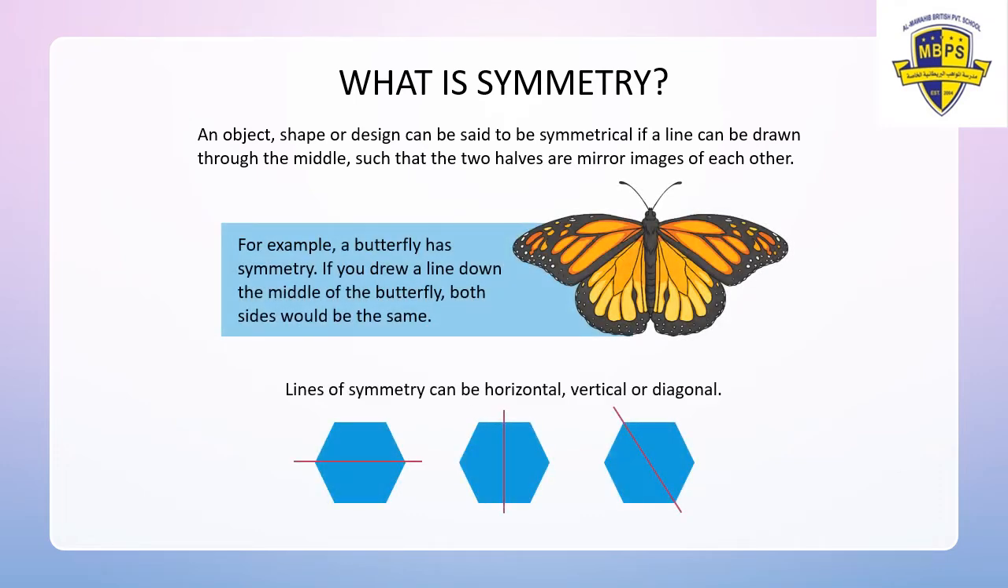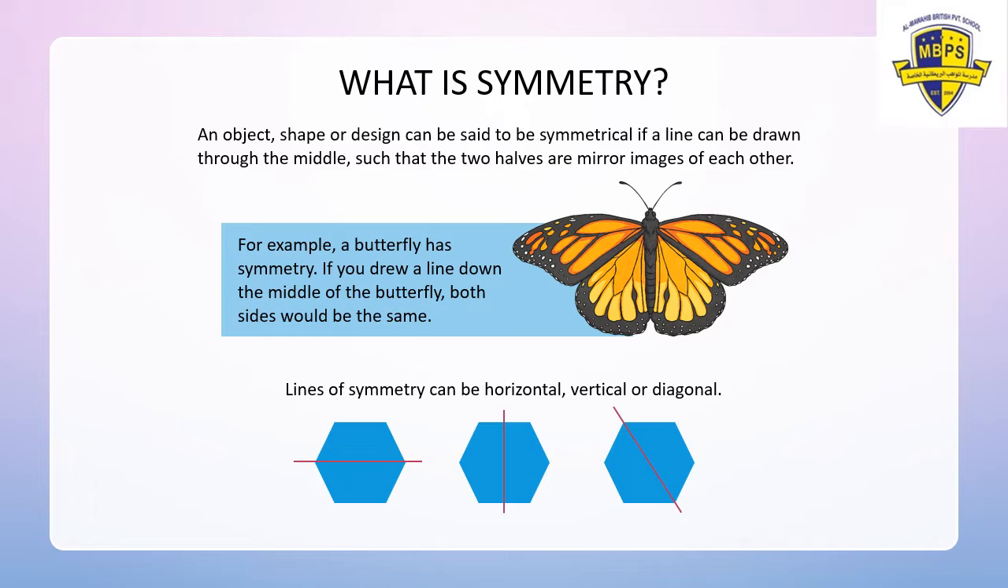Students, do you remember what is the meaning of symmetry? We have studied this in grade 1. Now, let's see what is symmetry. An object, shape, or design can be said to be symmetrical if a line can be drawn through the middle such that the two halves are mirror images of each other. Okay, now what does the line of symmetry mean? That if you divide it from the middle, both the sides are the same, just like the mirror image.